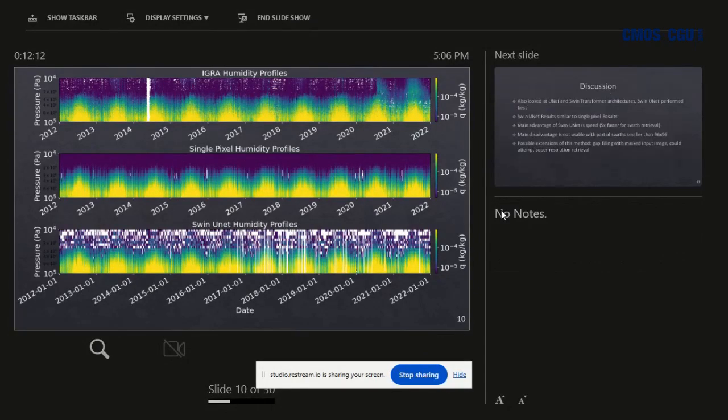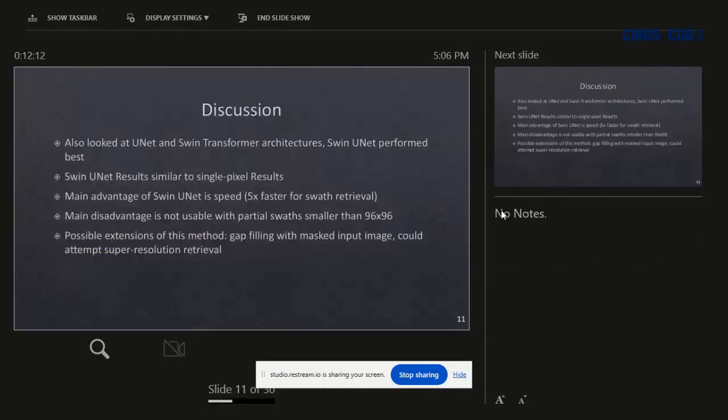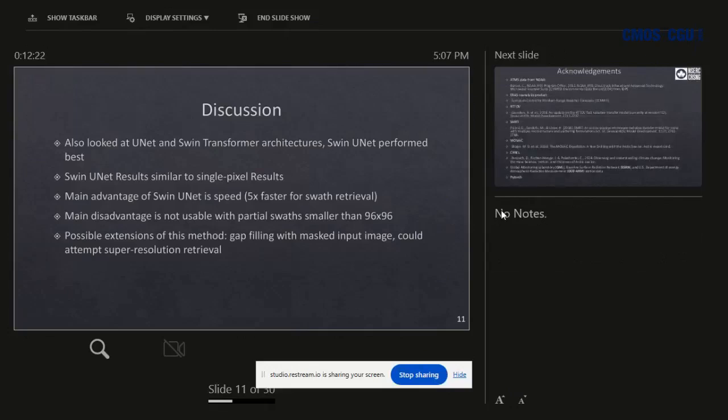Yeah, and then just for wrapping up for discussion, I did test also UNet architecture and SWIN transformer without skip connections, but the SWIN-UNet performed the best, which is why I'm presenting that here. The results that I see between single pixel and SWIN-UNet are very similar in terms of accuracy compared to ground-based stations. So it seems like it works pretty well, but it's hard to make an argument that it's better by adding the spatial information.